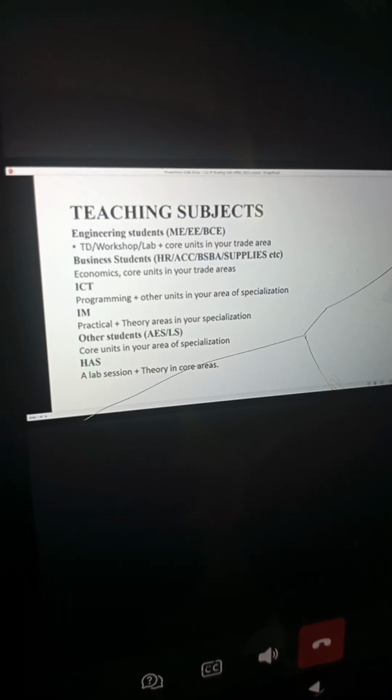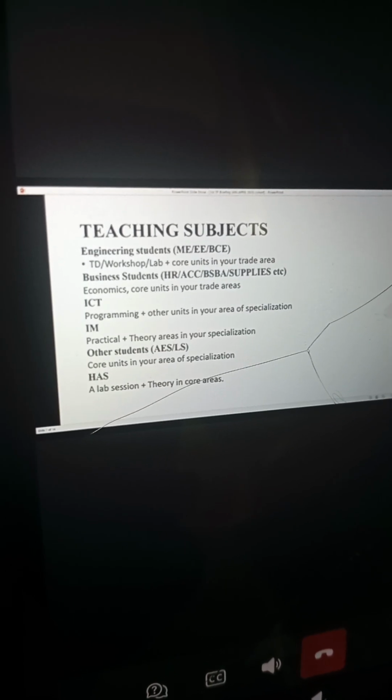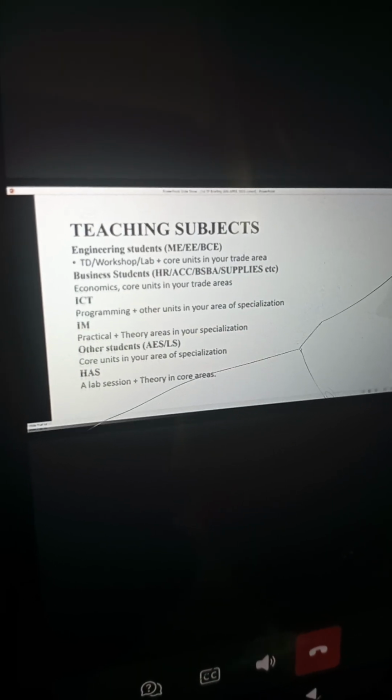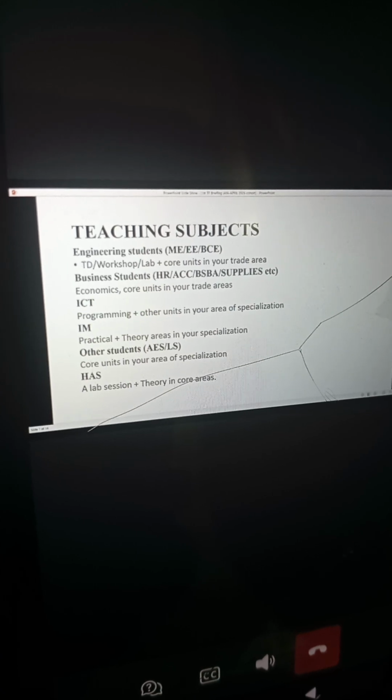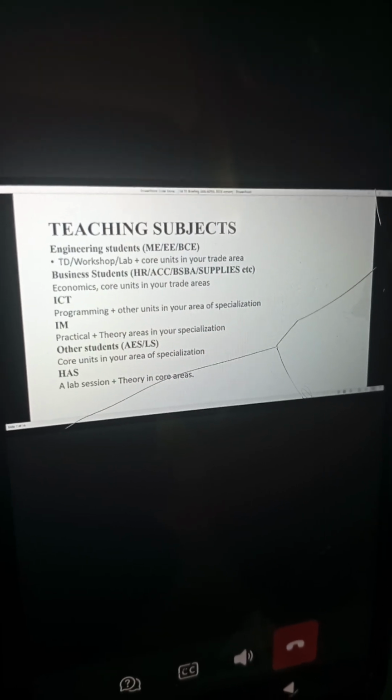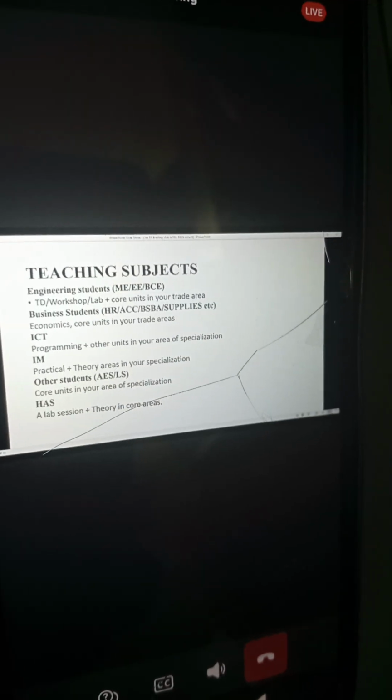Then those in hospitality, fashion, foods, and so on. You must do a theory in your area if you are in fashion and design, or you are in home economics, your food and beverage areas. You must do a theory in that area, plus practical. So those are the teaching subjects. So check where you are going, whether they have labs or workshops for that matter.